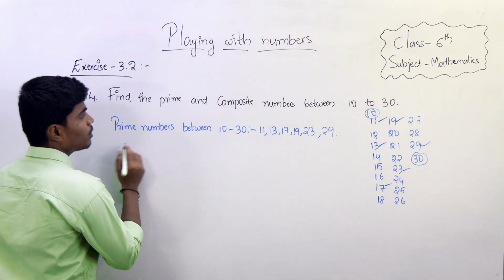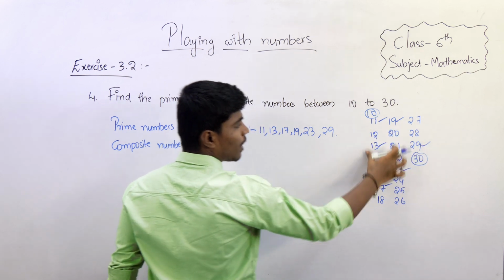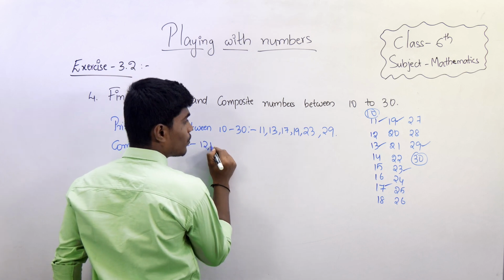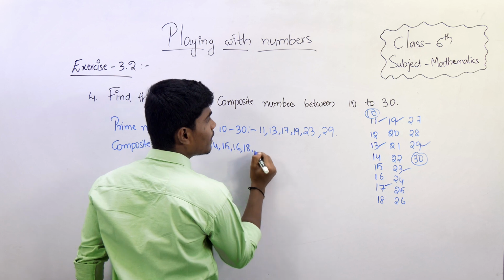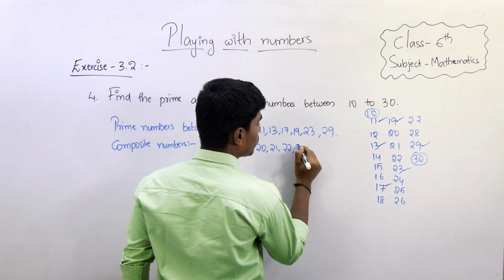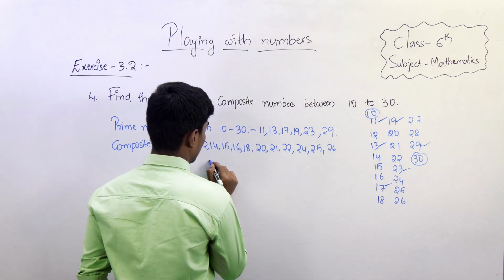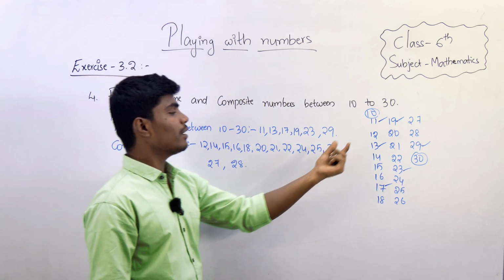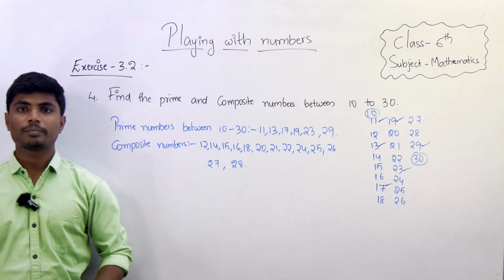Now let's write the composite numbers. See, other than prime numbers, all the remaining are composite numbers. 12, 14, 15, 16, 18, 20, 21, 22, 24, 25, 26, 27, 28. These are the composite numbers between 10 and 30. This is the solution for the fourth problem.